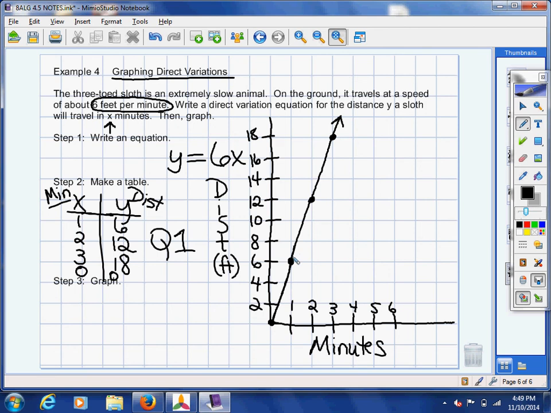So 0 minutes have gone by. The sloth has not traveled any distance. After 1 minute, he's gone 6. 2 minutes, he's gone 12. 3 minutes, he's gone 18. And there's your graph. Okay, so just make sure you've labeled each axis, okay? Do a good job in labeling, and of course, be careful choosing the type of numbers, what increments you want to go by.